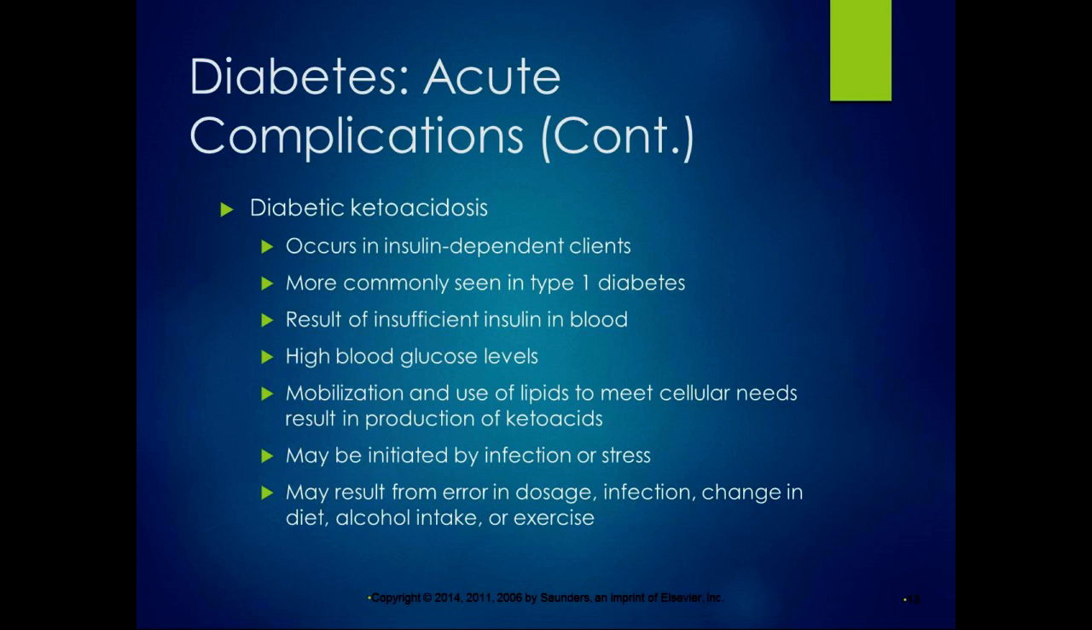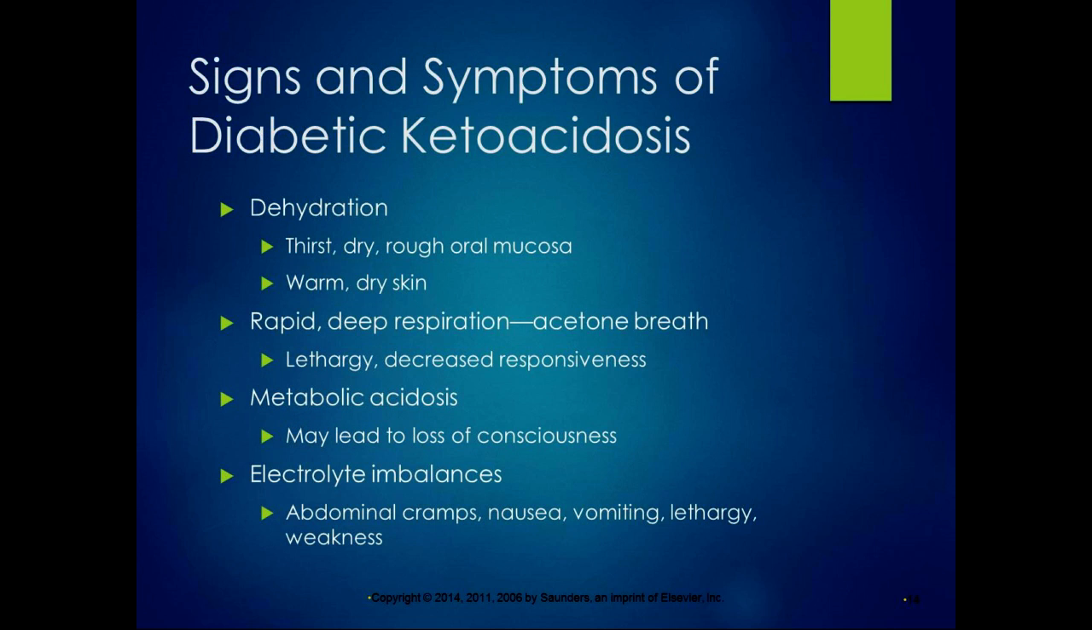The liver mobilizes lipids to meet cellular needs, and it results in the production of ketoacids, the metabolism of the lipids. It can be initiated by infection or stress. It may result from an error in dosage, infection, or a change in the diet, alcohol intake, or exercise. So just like hypoglycemic shock, diabetic ketoacidosis, which is also sometimes called diabetic coma, is a very serious side effect.